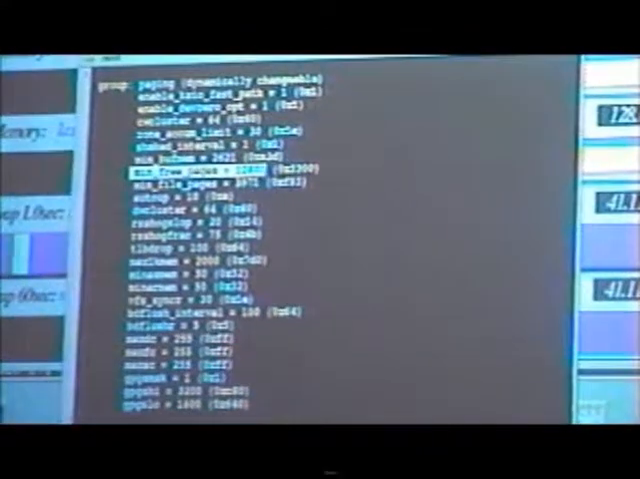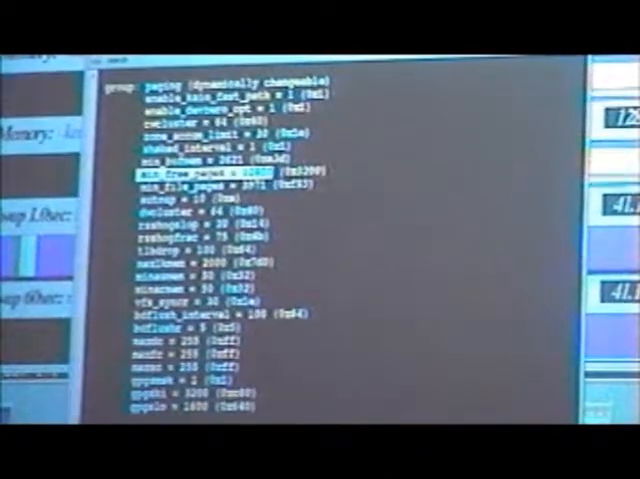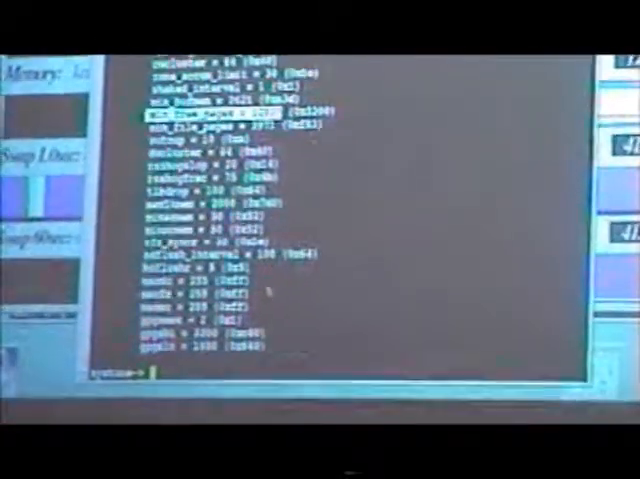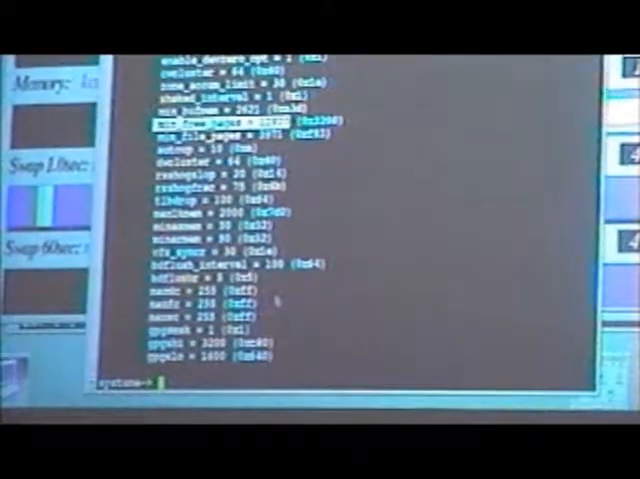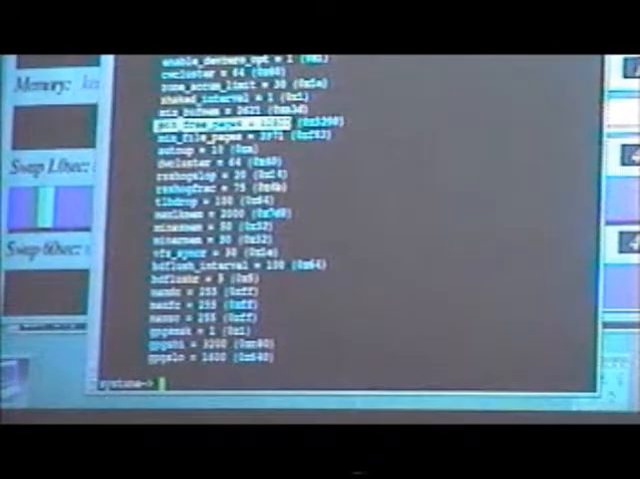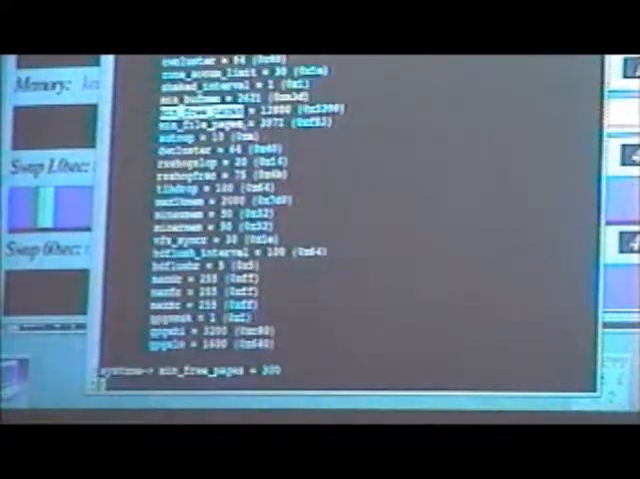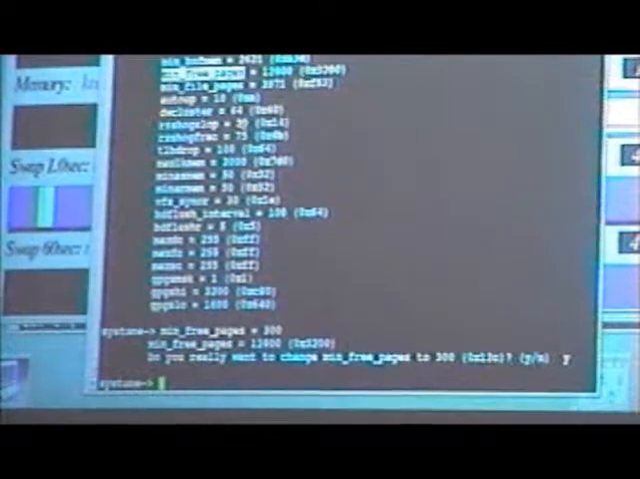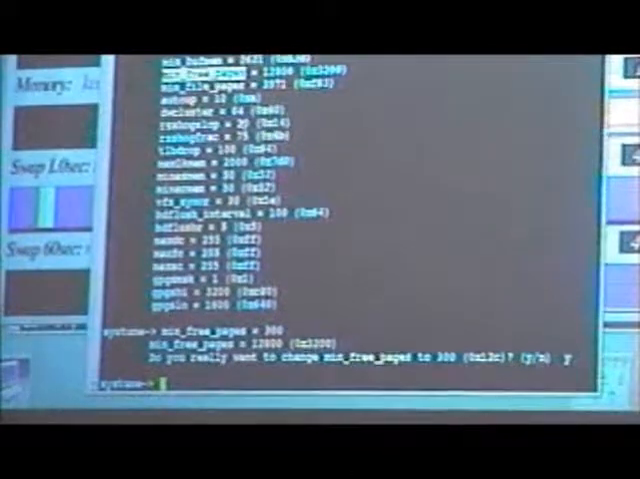So what I'm going to try here is min free pages and see whether that's going to affect the inactive portion of my cache. I'm going to drop that down. Actually, I probably want to make it real big. Let's just see what happens. So I better write where I am now first. Let's go 300 and see what it does. Do I really want to change? Yes. Okay. Of course, it didn't do anything.